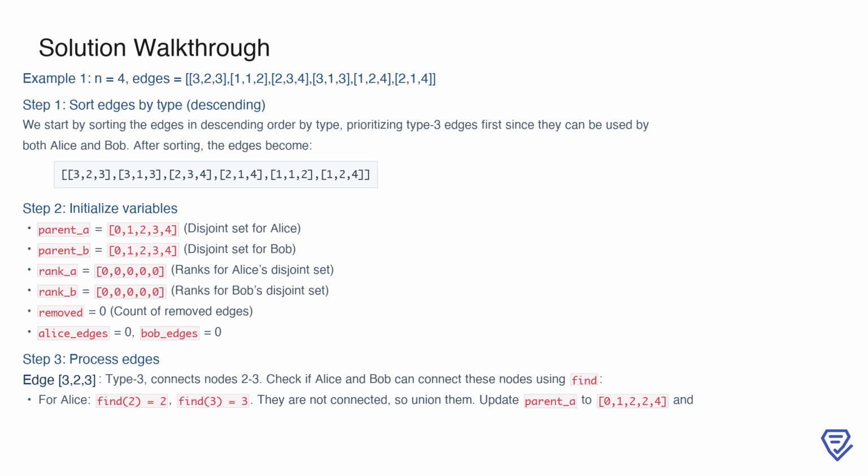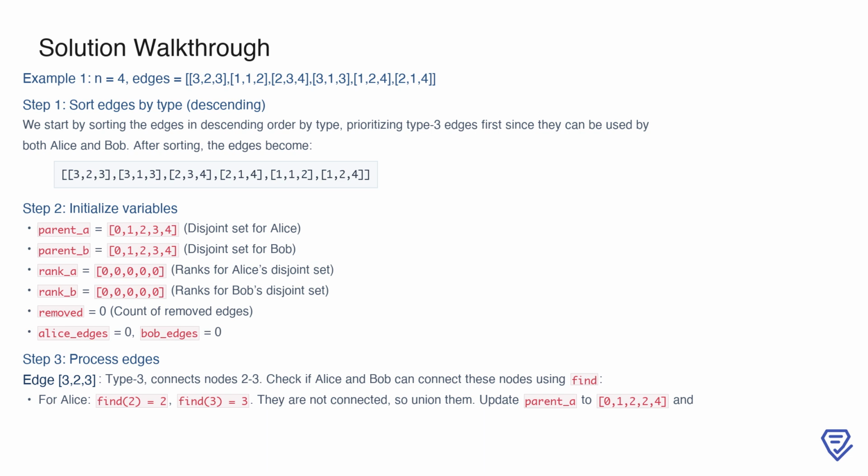The rank_A and rank_B arrays help with union by rank operations. We also initialize counters for the number of edges removed and the edges used in Alice's and Bob's graphs. With this setup complete, we begin processing the edges. The first edge, 3 2 3, is a type 3 edge connecting nodes 2 and 3.